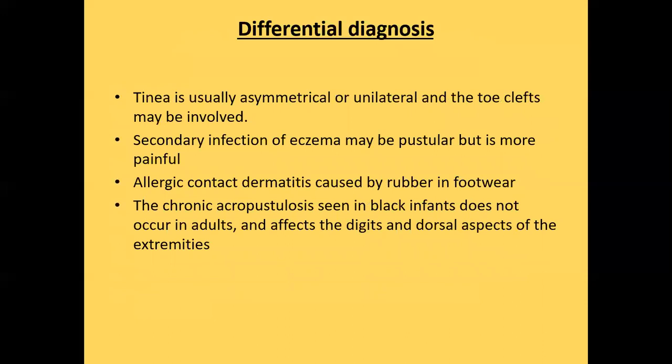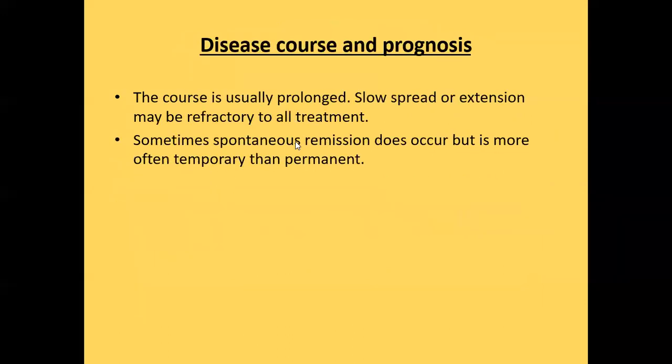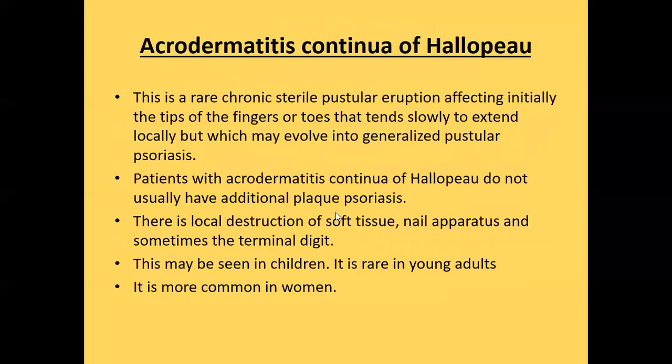Differential diagnosis of palmoplantar pustulosis includes tinea, which is usually asymmetrical and unilateral, secondary infection of eczema, allergic contact dermatitis, and chronic acropustulosis seen in black infants. The course is prolonged, spread is slow and refractory to treatment. Sometimes spontaneous remission does occur, but it is often temporary rather than permanent.